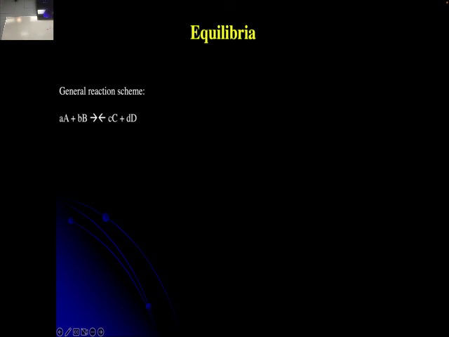If that number is small, what does it mean? It means it's going to be on the left side. It means very little of A and B goes to make C and D. And in fact, any C and D that you make is most likely going to revert to A and B.